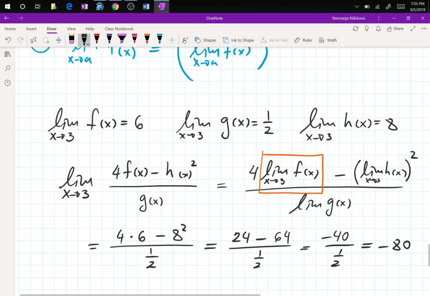You can see that I replaced the whole block of f of x with 6. I replaced the block of limit of h with 8, and then replaced limit of g with 1/2, and just carried the arithmetic to compute. So these rules allow us to deal with these things, allow us to split the limits when we need to split them. We are going to use some of these rules to prove the derivative.